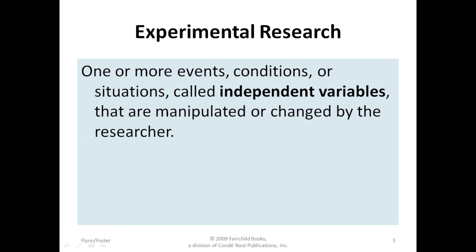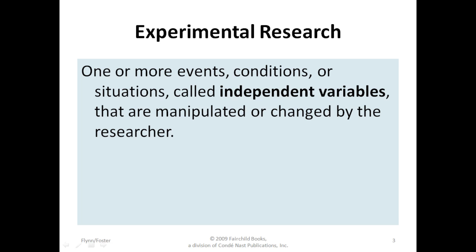Next is experimental research. With experimental research, you're going to have one or more events, conditions, or situations. This is called the independent variable, and it's manipulated or changed by the researcher. An example would be knowledge as an independent variable when given a test at the beginning of this semester. Your manipulation of that variable would be all of the teaching you would receive throughout the semester. At the end of the semester, you'd be given the same test to see if your knowledge had changed.